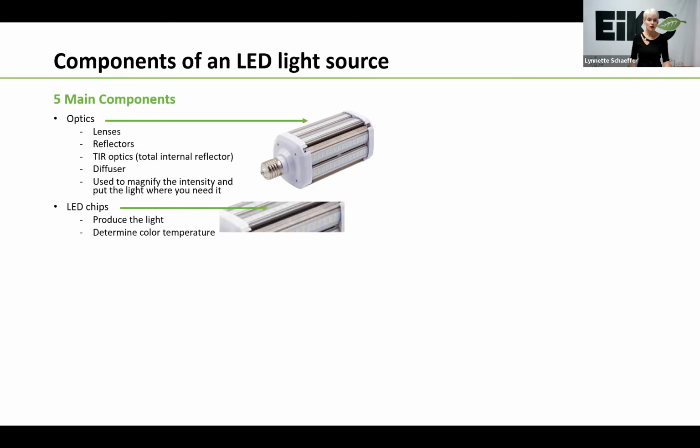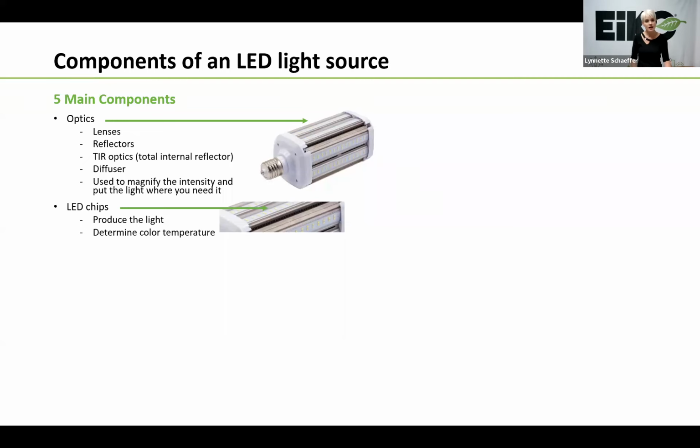Now, LED chips are another component, and we just talked about those chips and what they look like. Those are responsible for producing the light, whether that's a certain CCT or color, and they also determine how many lumens are going to be coming out of the fixture.